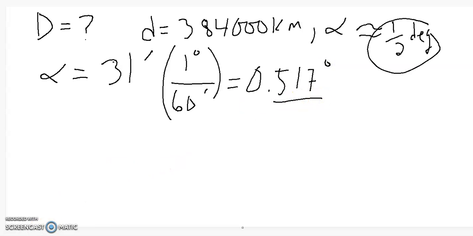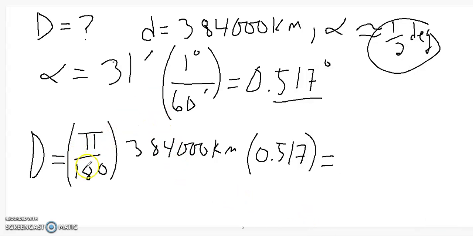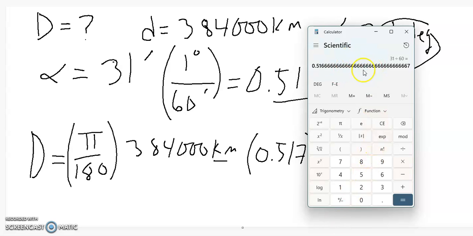All right, so now we're ready to put it into our formula for the diameter. So here's our formula. It's pi over 180 times the distance in kilometers in this case. Whatever the distance is in, that's what the diameter is going to be. So since the distance is in kilometers, the diameter is going to be in kilometers, times the angle in degrees. All right, so let's get our calculator, which I just had a moment ago. There it is.